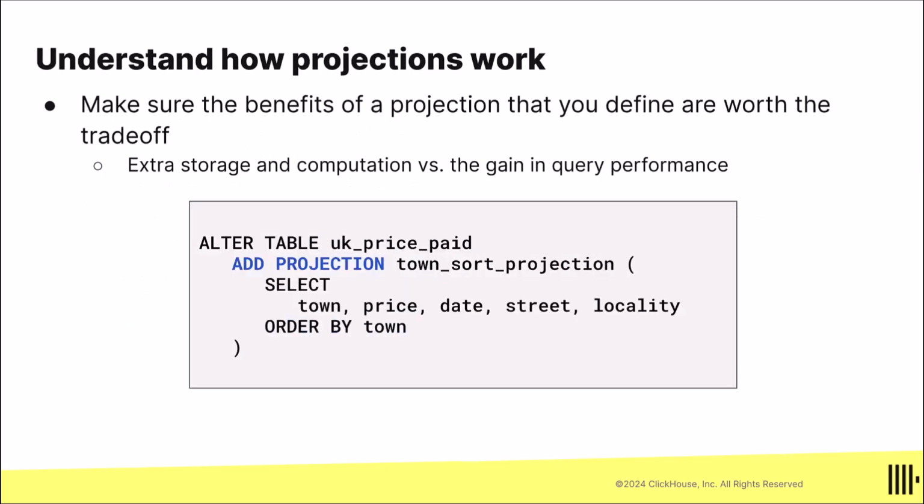Keep that in mind. Make sure you understand how projections work. They are wonderful. They look good. They sound good, but they cost something. Like in this example where I'm storing the data twice. All I did was sort the order in a different manner by town. That's going to cost me. Every merge, every insert's going to be slower. So always important to understand how those work.